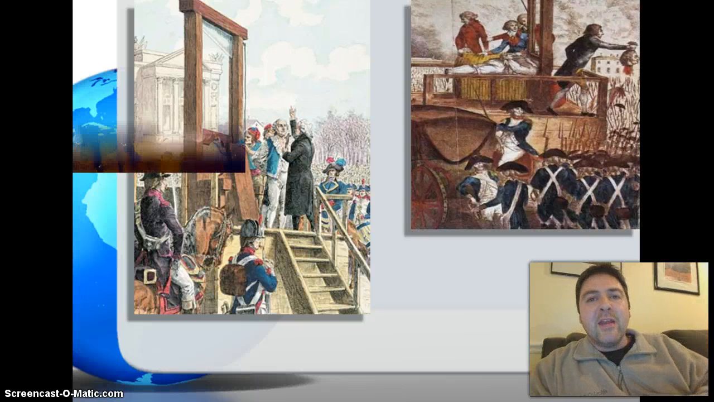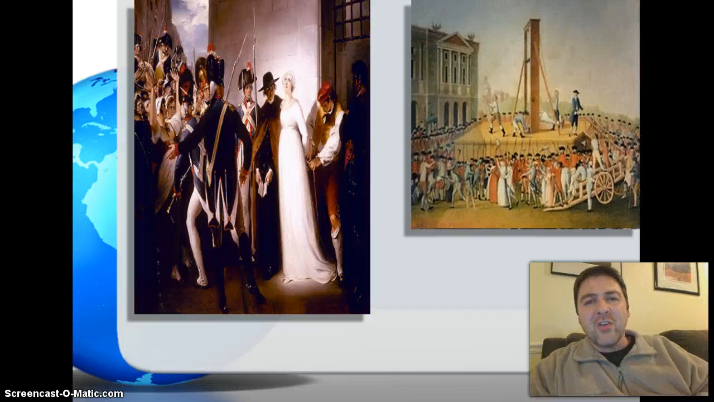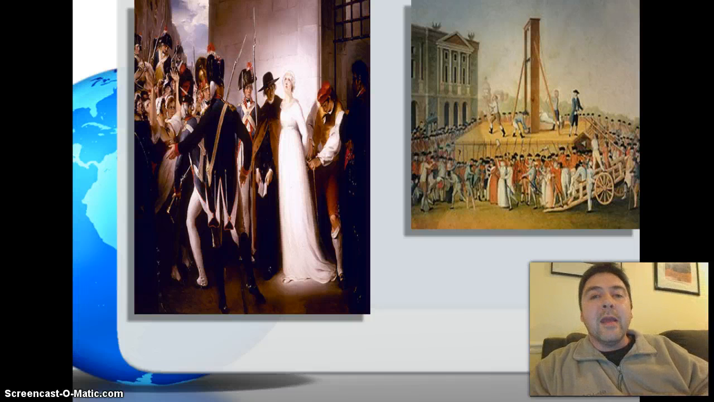The same fate is going to befall his wife, Marie Antoinette, 9 months later. She's also put on trial, and she's executed as well. And that goes to show a little bit about the anger and the hatred towards him, that not only the king, but the queen as well is executed.